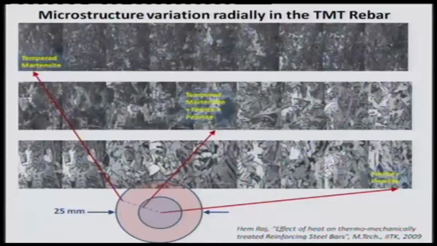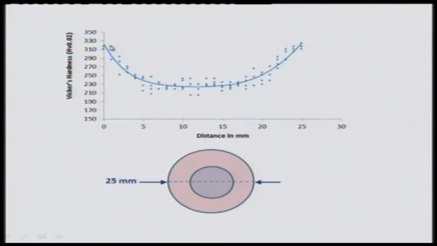Now, if you measured, let us say, the hardness of the material right from the surface along a particular diameter, then this is the kind of hardness profile you get. You have high hardness near the surface at both ends, and a low hardness in the center, signifying a soft core.